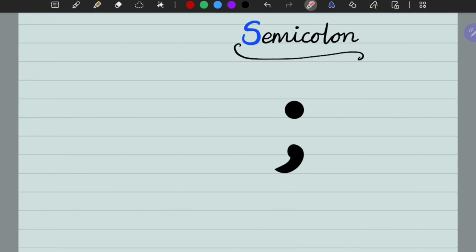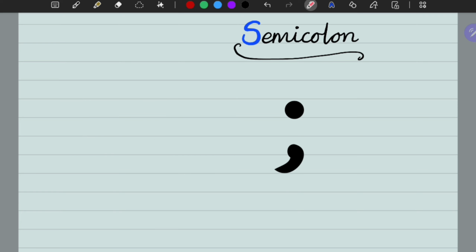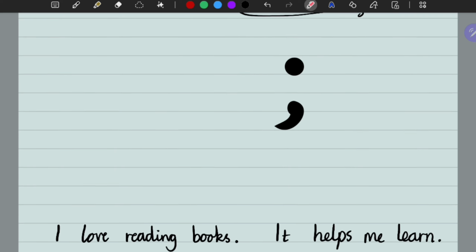So it can be really helpful if you think of semicolons like a little bridge. If you write two completely independent, standalone clauses, then a semicolon can be used to join them together. So let's take a look at a few examples here.